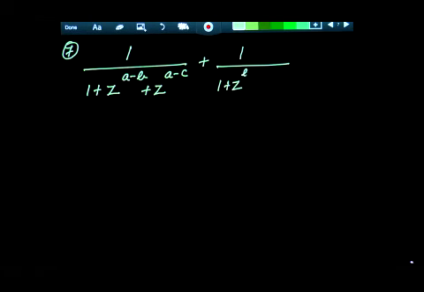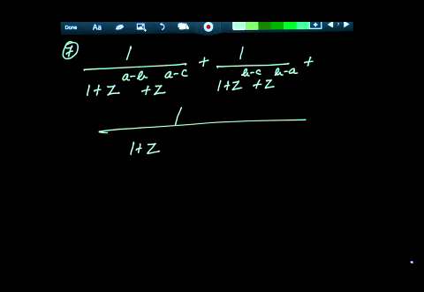Now we are going to see a very tough sum. 1 by 1 plus z power a minus b plus z power a minus c, plus 1 by 1 plus z power b minus c plus z power b minus a, plus 1 by 1 plus z power c minus a plus z power c minus b.